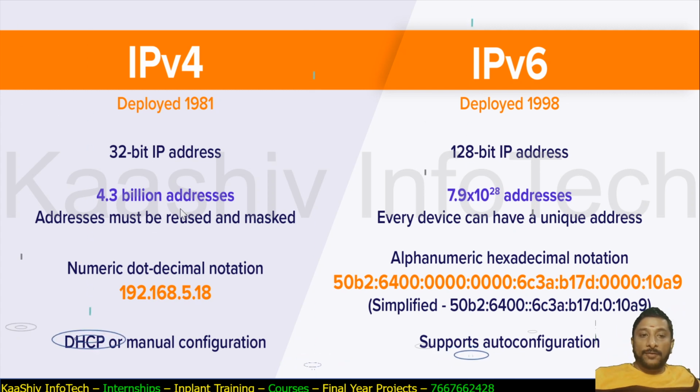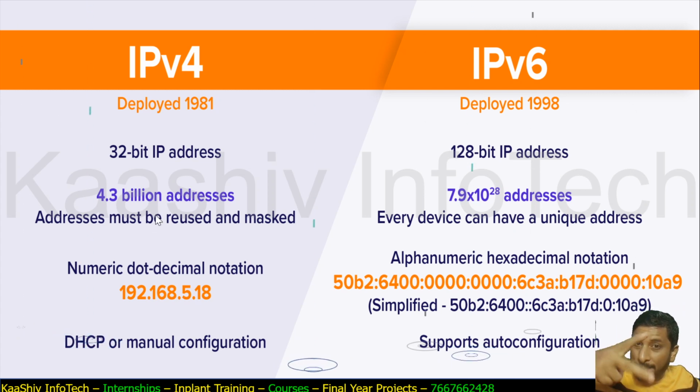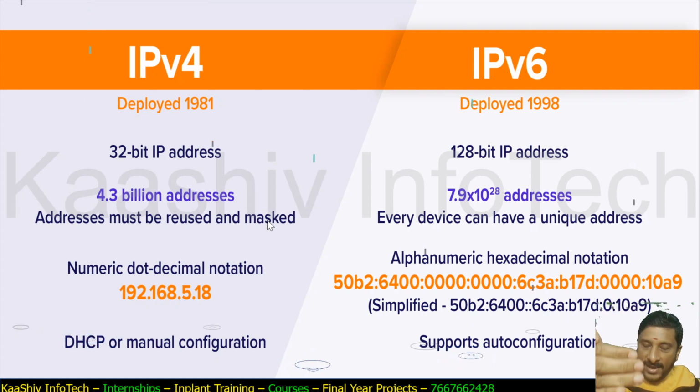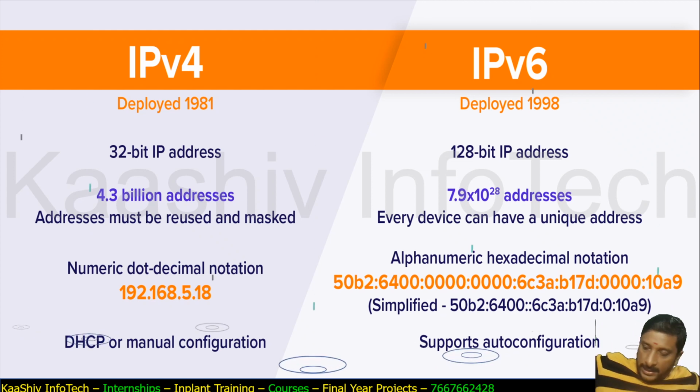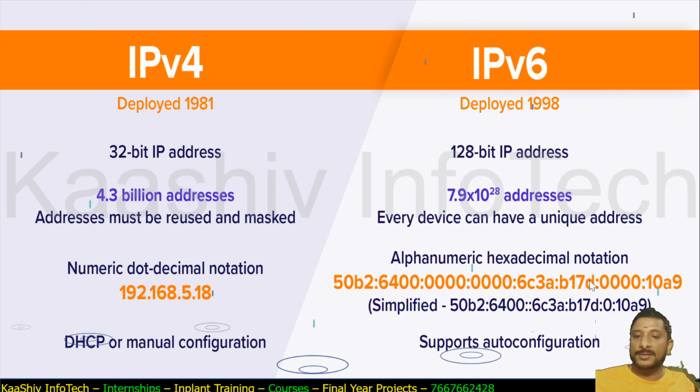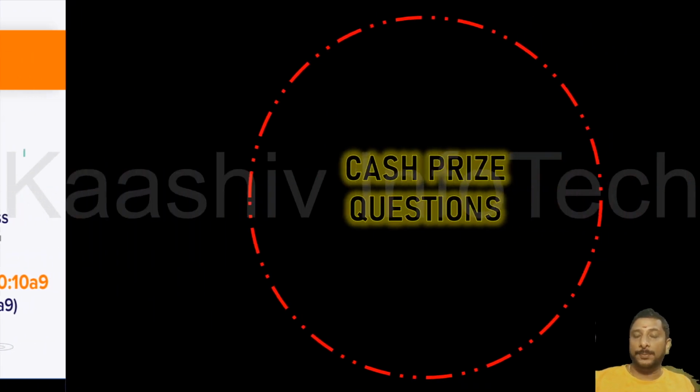Every IP address can be reused, as a dynamic IP address, and it can be masked. For Kashiv Infotech there is one IP address, and inside the office there is another IP address. Over here, every device will have a unique address. IPv4 is four numbers, and IPv6 is alphanumeric like this. It is configured using DHCP, Dynamic Host Configuration Protocol, or manually, and IPv6 is fully auto configuration. So that's the difference between IPv4 and IPv6.